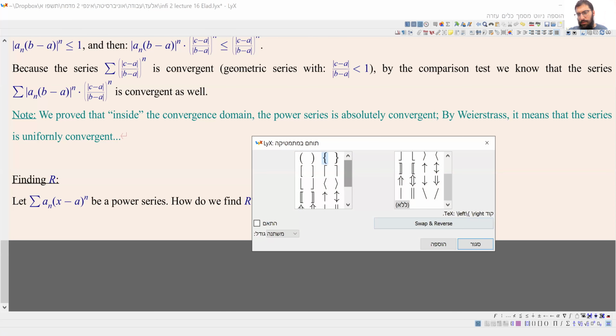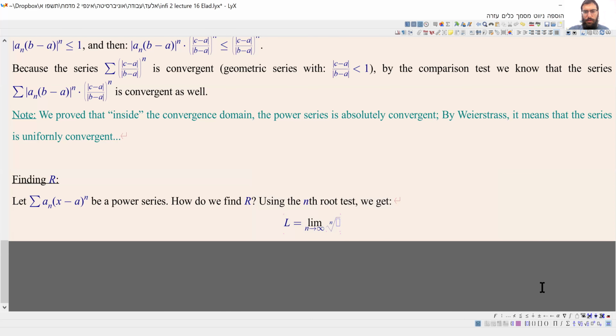No, I don't know any of this one. The nth root of an multiplied by x minus a to the power of n. And here we have the nth root of an multiplied by x minus a outside the root with, of course, an absolute value.